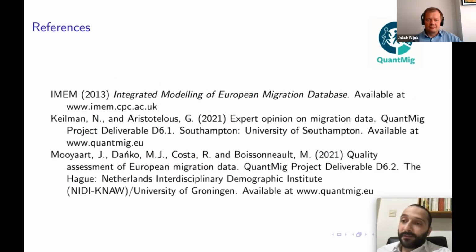Finally, here are some references. The first reference is a link for the IMEP project database, where one can find references for the papers that describe the model. The second and third references respectively describe the Delphi survey of experts and the work done to categorize countries with respect to duration criteria, extent of undercount, and level of accuracy.